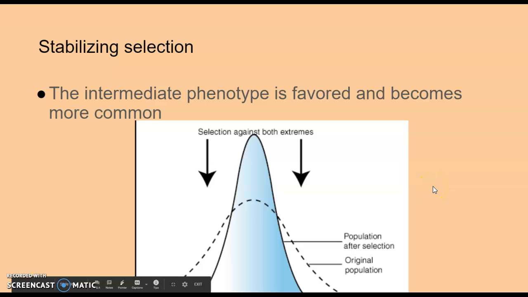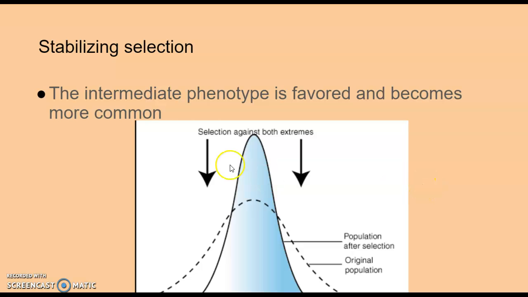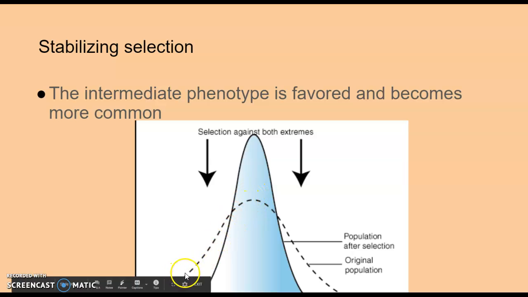Next is going to be stabilizing. When I think of stable, I think it's starting to balance out again. This is where the intermediate, middle phenotype is favored and becomes more common. So this is my standard, right? The dotted line is still my standard. But notice here, my two extremes over here are in danger. They're dying off really quickly, and my medium phenotype is the only one that's really surviving. So this is an example of stabilizing selection.